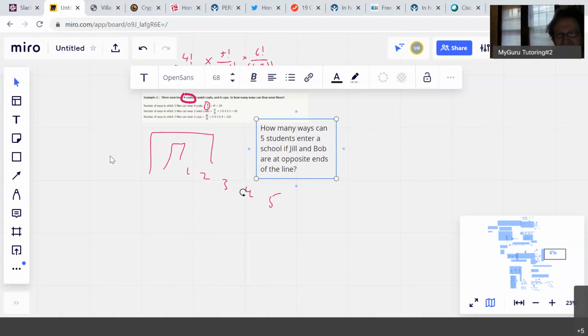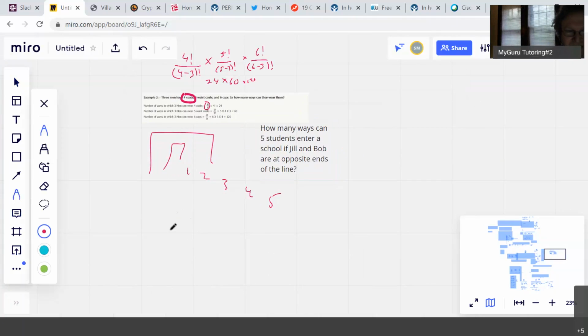Which would be 120. But we've got a problem here. We've got some restrictions. How does it affect the problem if Jill and Bob are at opposite ends of the line? And for small numbered things like this, it can't hurt to just draw it out. If Jill and Bob are at opposite ends of the line, we don't know which ends those are at, right? So we could imagine we've got Jill and Bob like this. We could also imagine that we've got Jill and Bob like this. We don't know. But what we do know is that Jill and Bob are locked down, but nobody else is. That means that we arrange not 5, but 3.